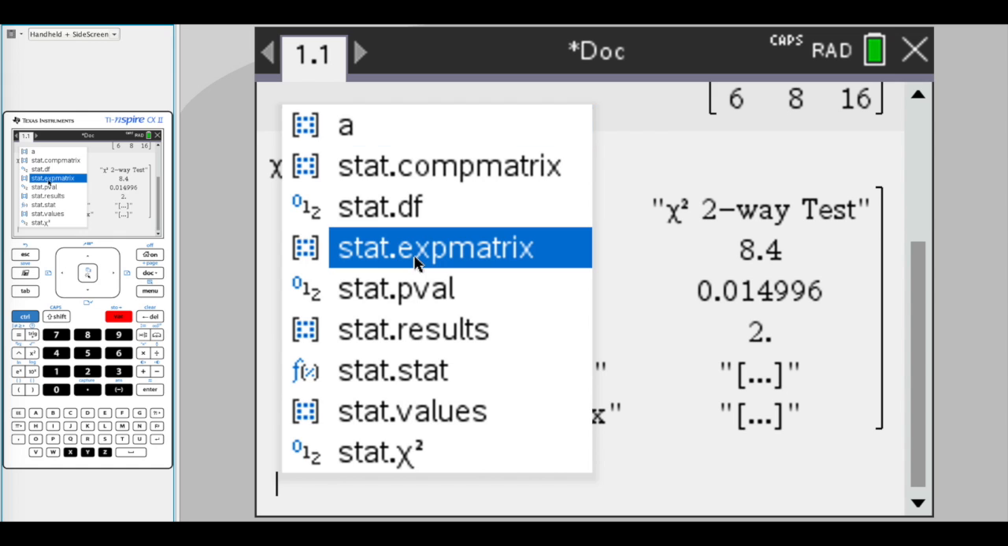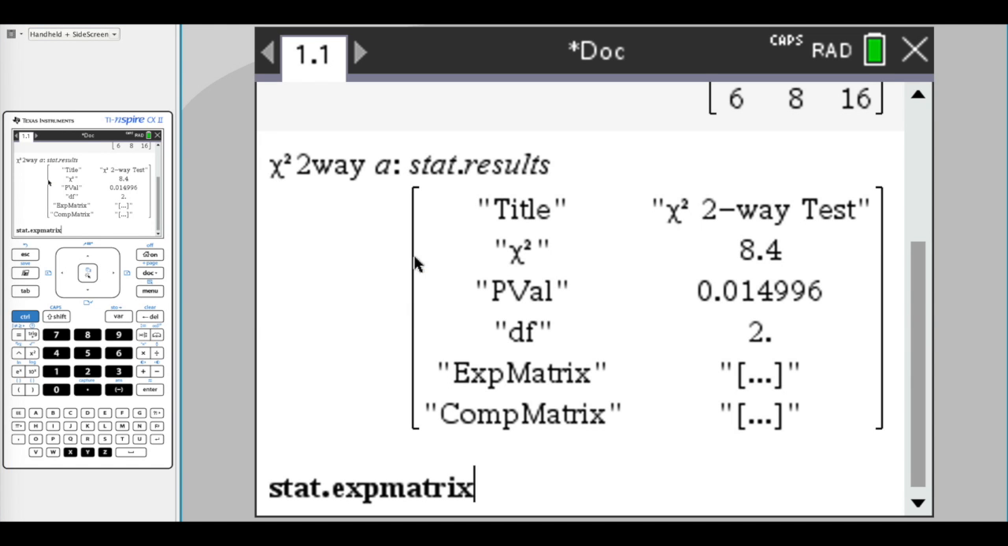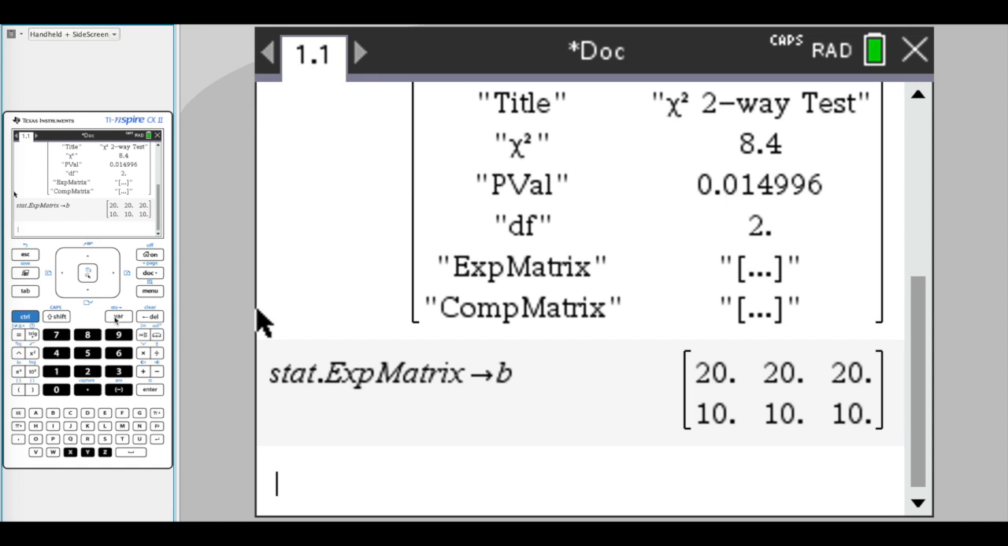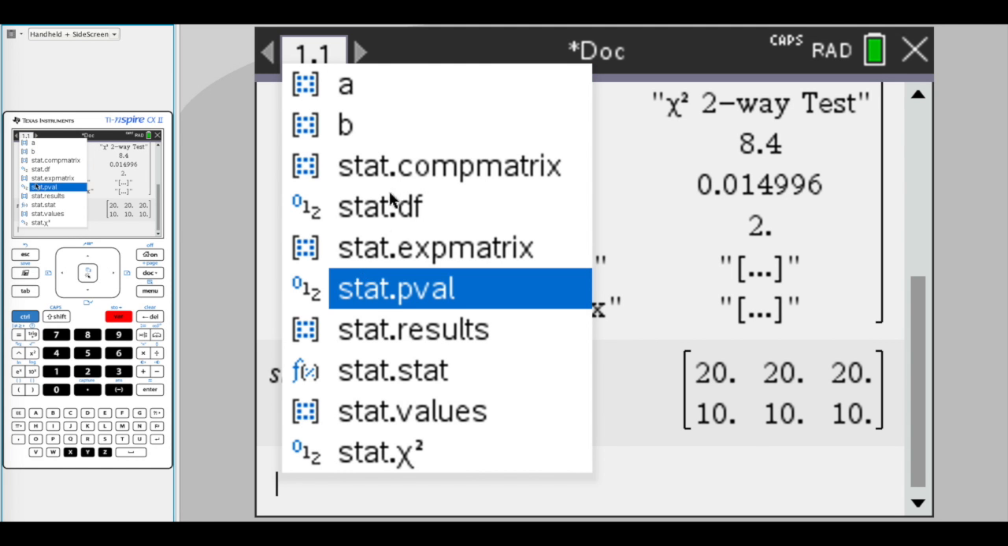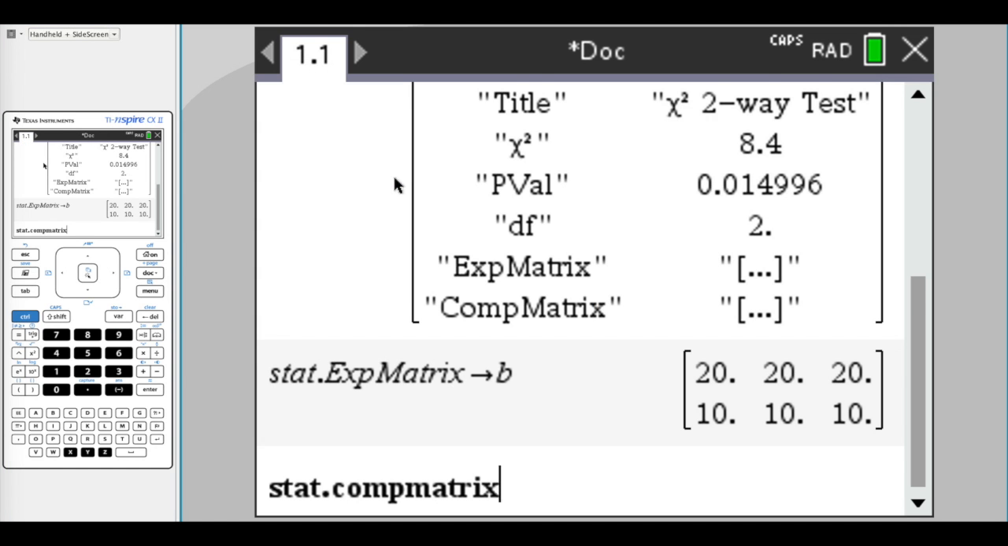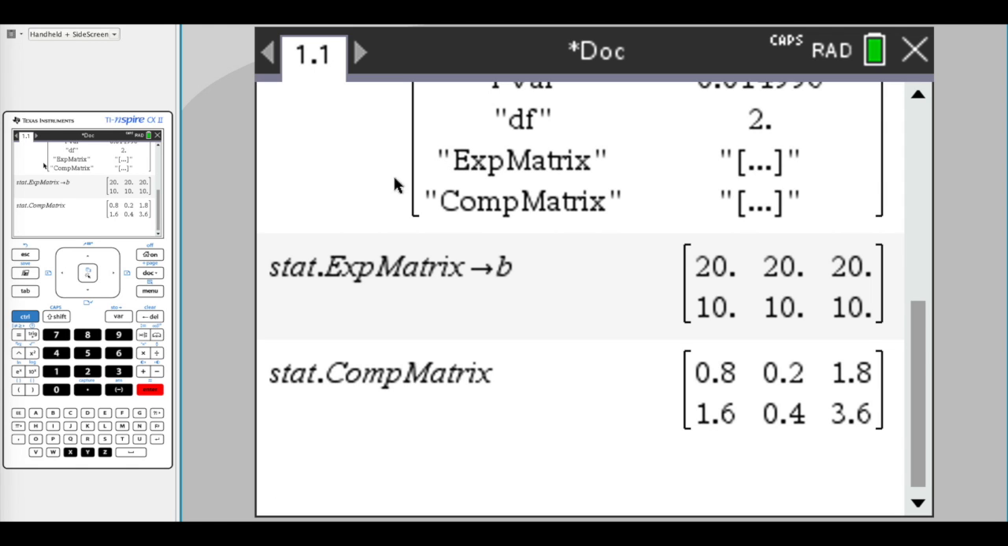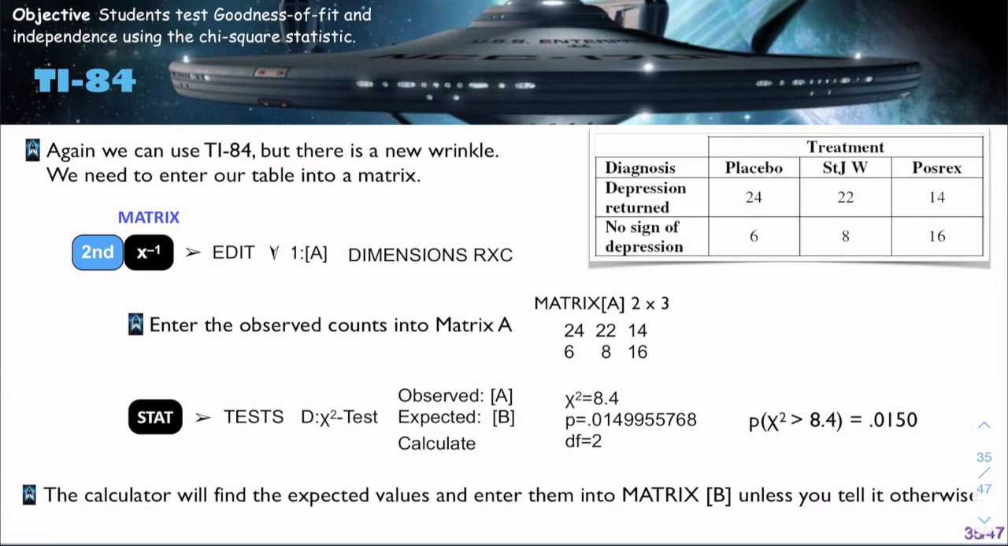And from there, if you click stat matrix, I'm just going to, for our sake, store that as matrix B. And as you can see, once I hit enter, that's our matrix. If we wanted to see each of the components, for example, if you needed to show me some work, again, we could hit variables and we can go stat comp matrix. And this gives us the components for each one of the cells that we ended up adding together. The calculator will find the expected values and enter them into a matrix, which is pretty nice.